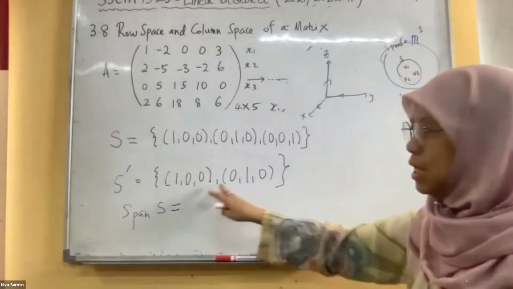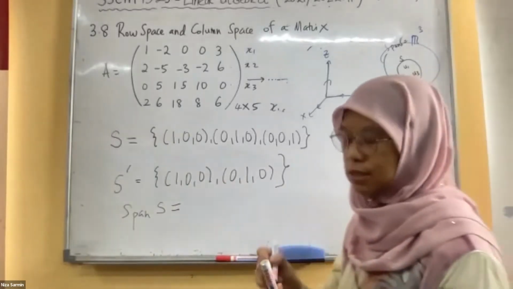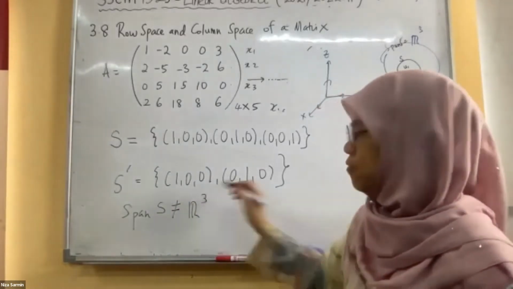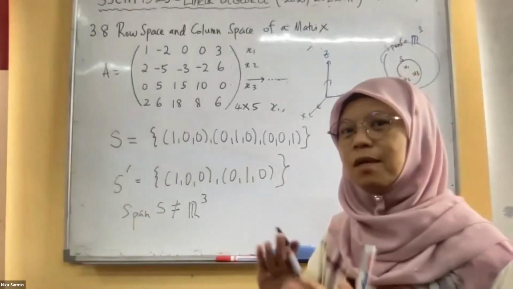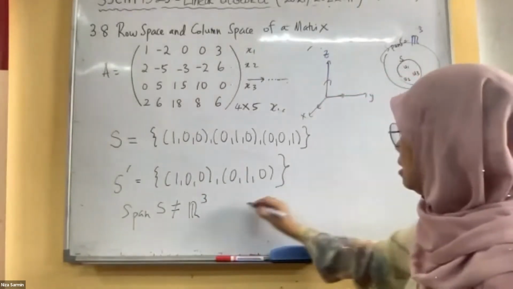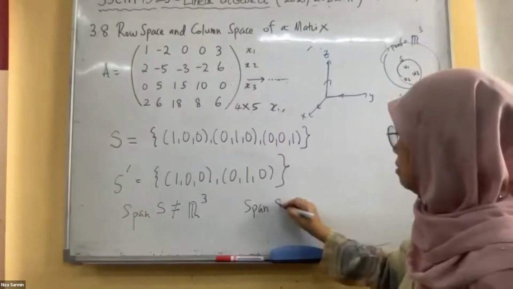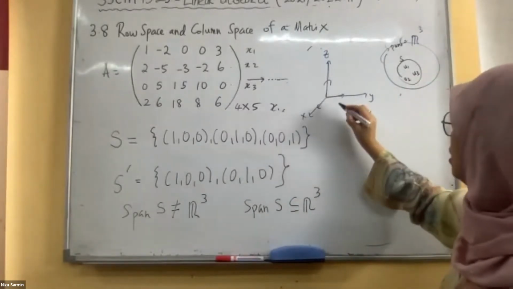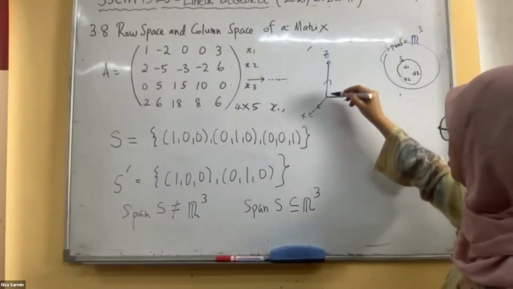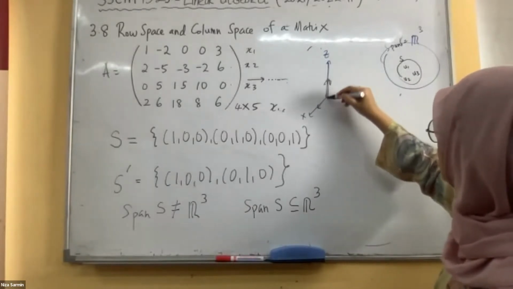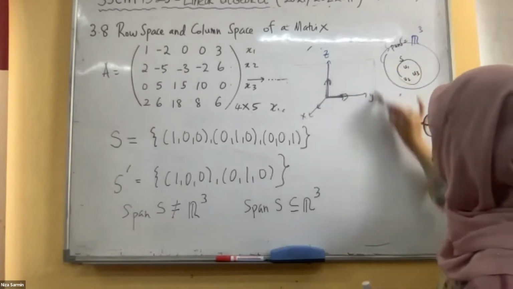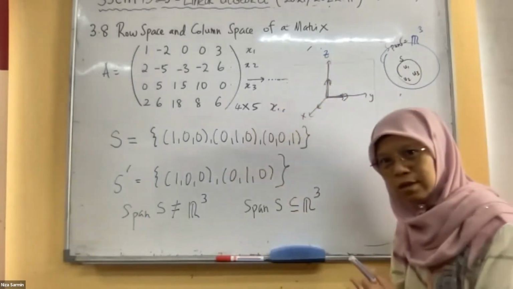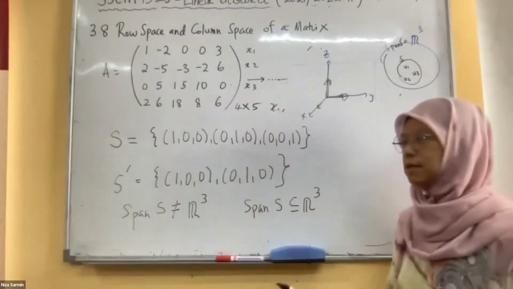But if you have only 2, span S is not R3, not enough. This is just a plane. So span S is just a subset of R3. Only 2, yeah? Maybe we get only this and this. This is just this wall. Just this wall. Okay? Otherwise, it's 3 dimension.